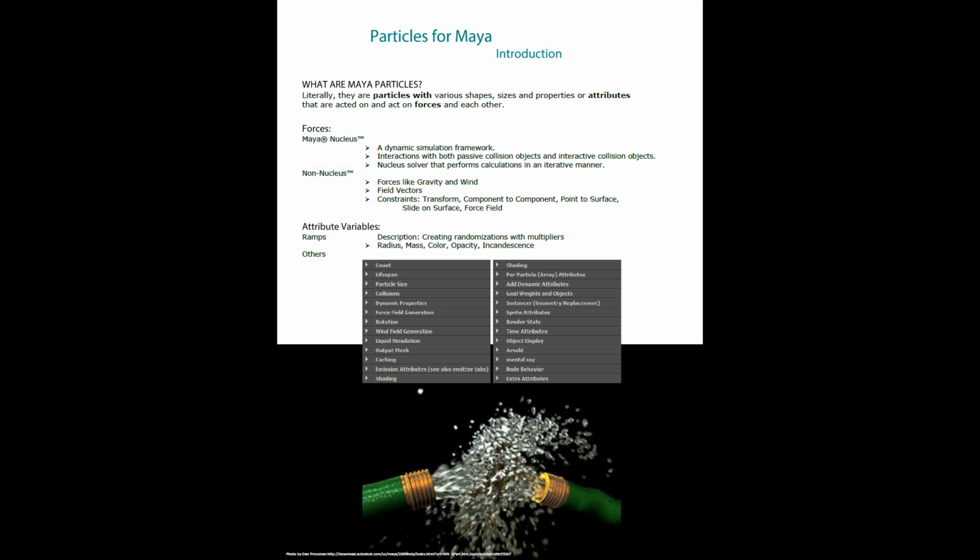Maya has preset attributes for commonly used types of particles. Since these are all based on adjustable attributes, they're very alterable. A powerful feature of Maya is the use of attribute ramps, in which randomizers and multipliers are used for a more natural look.